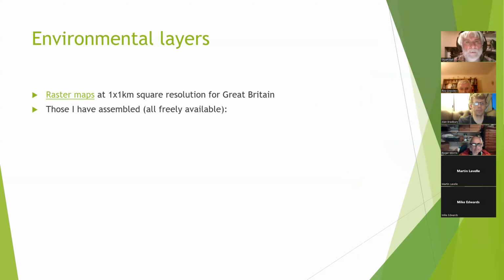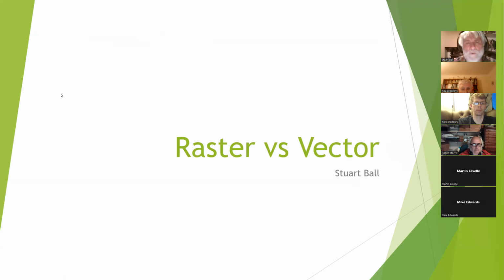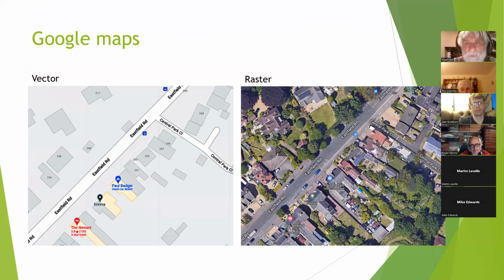Then we need environmental layers. And these, as far as I've used them, are 1 by 1 kilometre square raster maps for Great Britain. Now, what do we mean by raster maps? There are 2 ways, really, of storing map information termed rasters and vectors. And that gives you a reasonably good look at what the differences are.